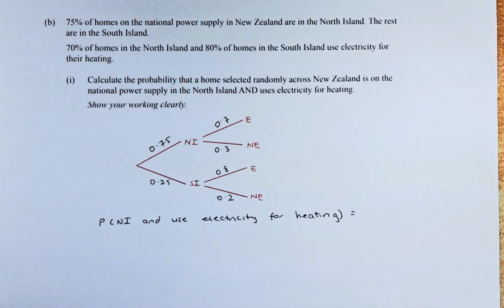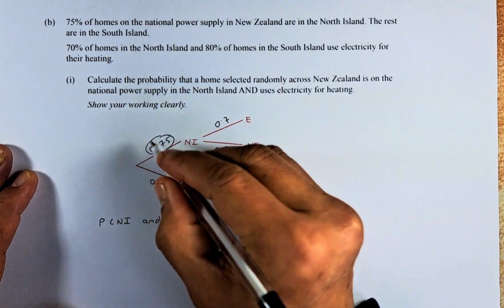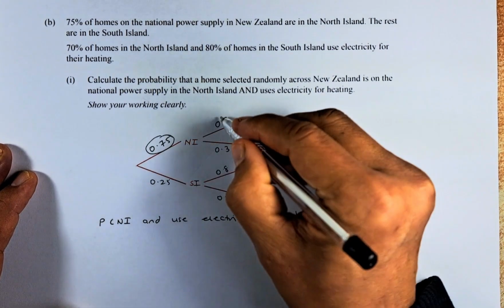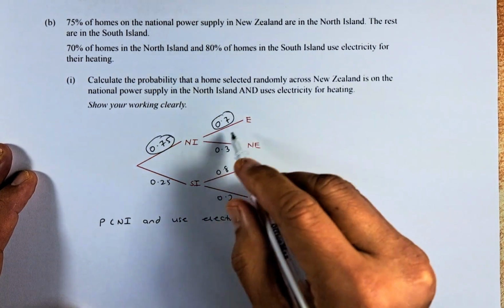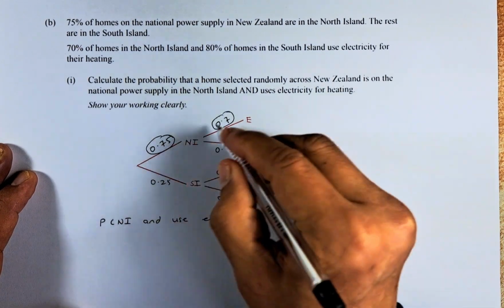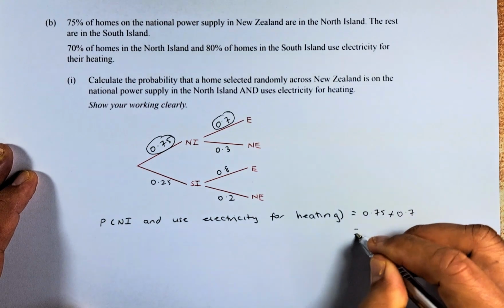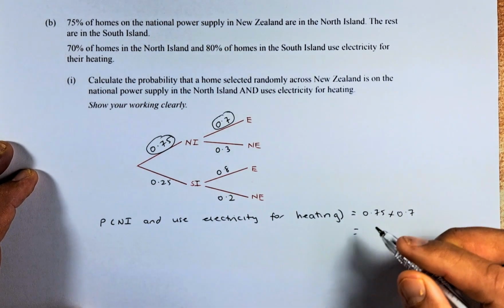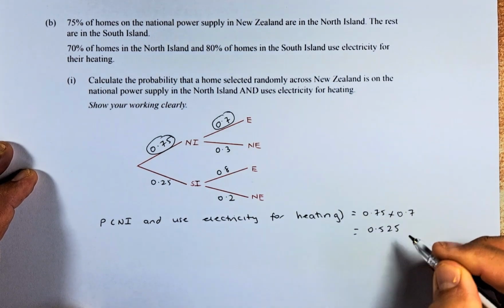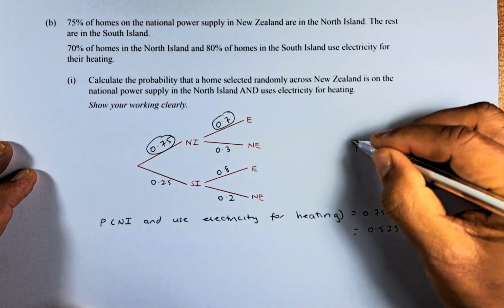Once we have done the probability tree, it's very simple and we just need to calculate the probability. The first question is, calculate the probability that a home selected randomly across New Zealand is on the national power supply in North Island and uses electricity for heating. So we take this number here, and we get that number here. When you get the outcome for North Island and electricity, you just multiply these two numbers together. It's 0.75 multiplied by 0.7, and the answer is 0.525. If you can answer that, according to the marking schedule, this is the merit at M5.